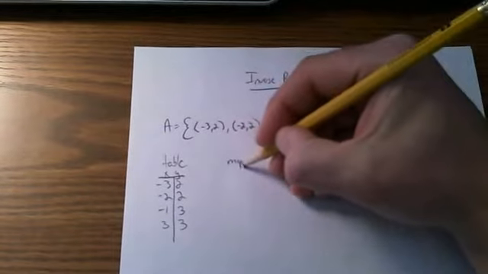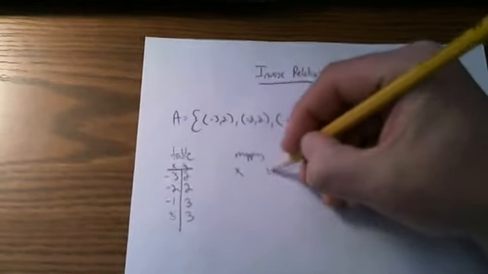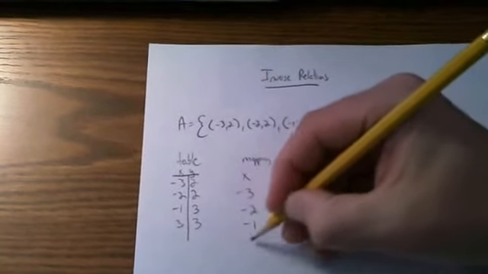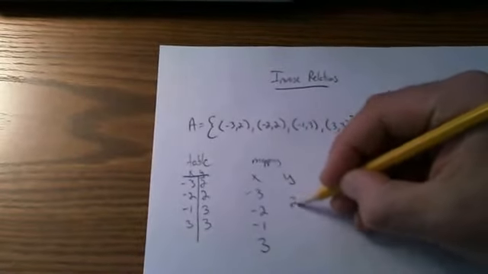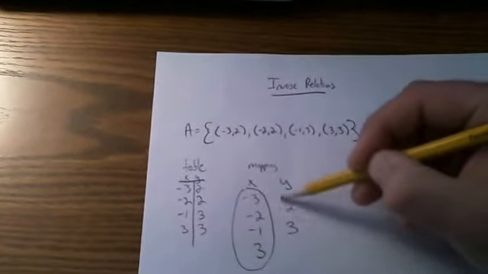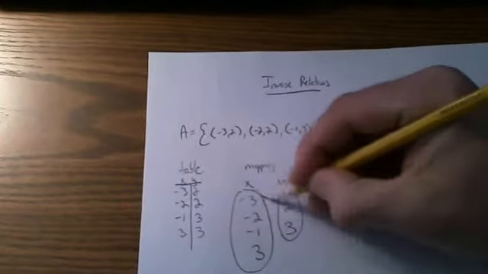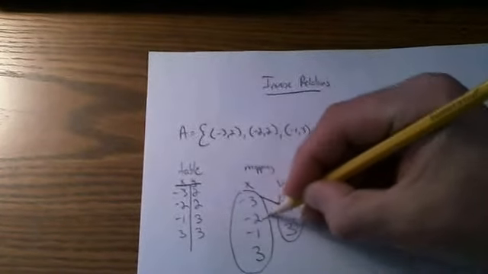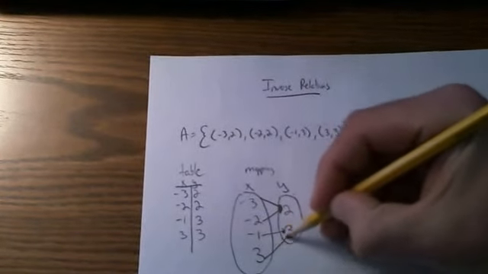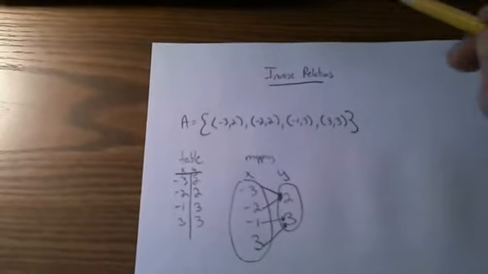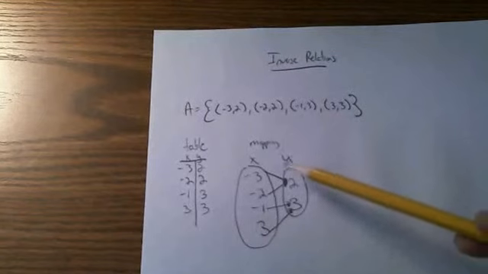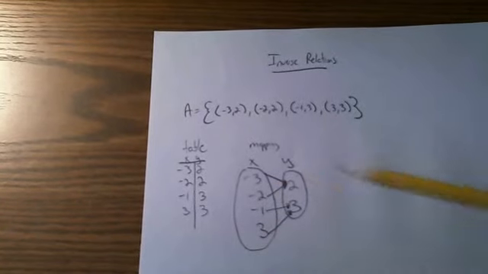As a mapping, x, y, we list the domain: -3, -2, -1, 3. And then we have range members of only 2 and 3. -3 turns into 2. -2 also turns into 2. -1 turns into 3. 3 also turns into 3. This is a type of relation called a many-to-one relation.